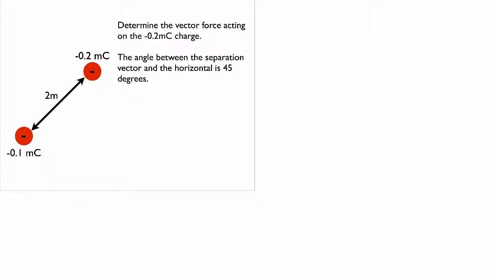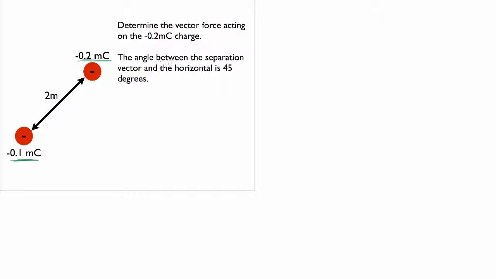Okay, so here's an example of how you might use Coulomb's law to determine the vector force between two charges. What we have here is a charge of -1 microcoulomb, and another charge of -2 microcoulombs. We're asked to determine the vector force acting on the -2 microcoulomb charge due to the -1 microcoulomb charge.